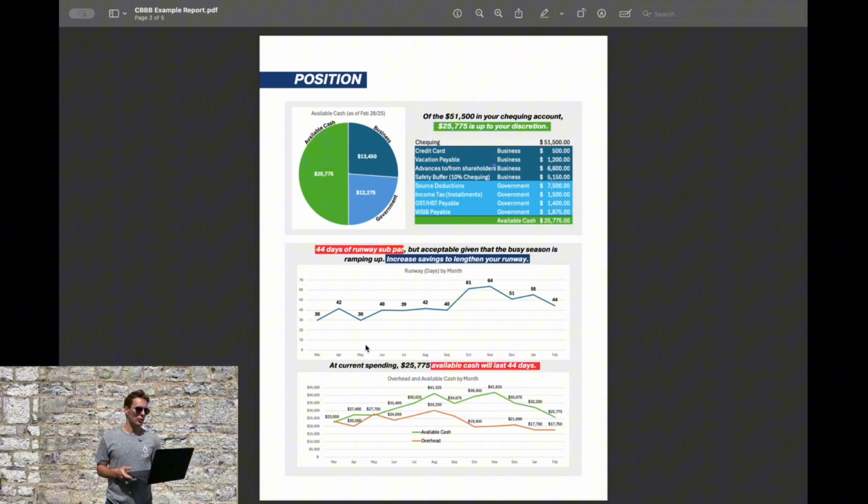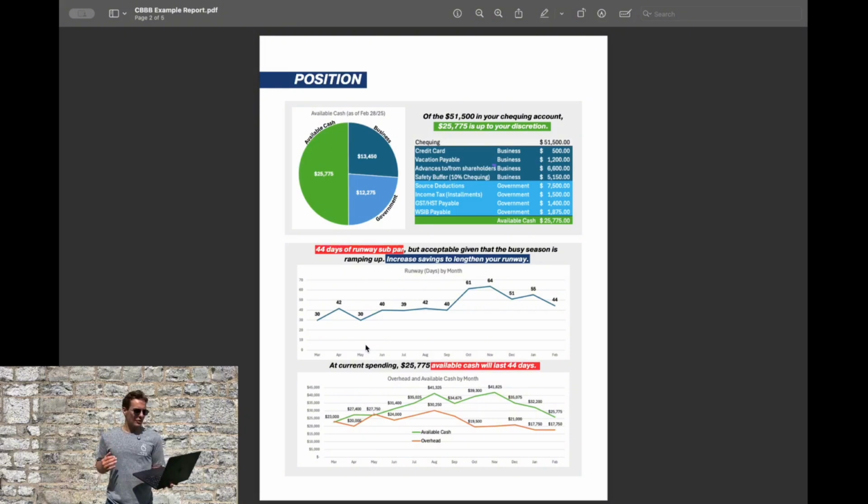This visual here shows you that out of a checking balance of $51,500, you only have $25,775 to spend. Well, where's the rest committed to? You can look at that list and you can see exactly what you owe in all aspects of your business, from the credit card balance to vacation payable that you're due to pay your employees, advances to and from yourself, so money that the business owes you or that you owe the business. There's source deductions, income tax installments, HST payments, WSIB payable, and there's even a safety buffer in there so that you don't spend too much and you're stuck with really, really slim cash flow at any point in time.